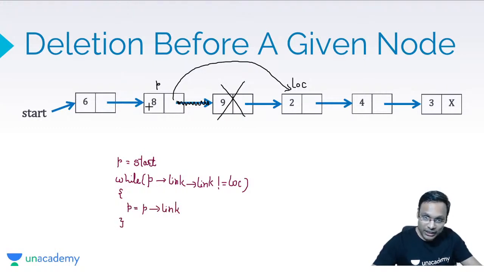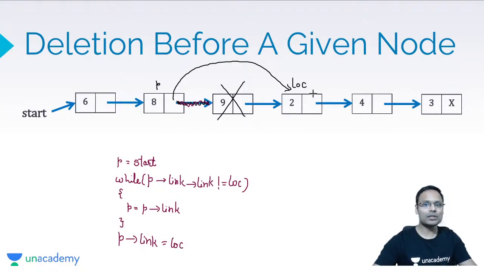Once P reaches here, what changes do I have to make? The link part of P I'll have to update. Link part of P I will have to update by what? LOC. I can directly write here LOC, this node's address. Yes, I did it.